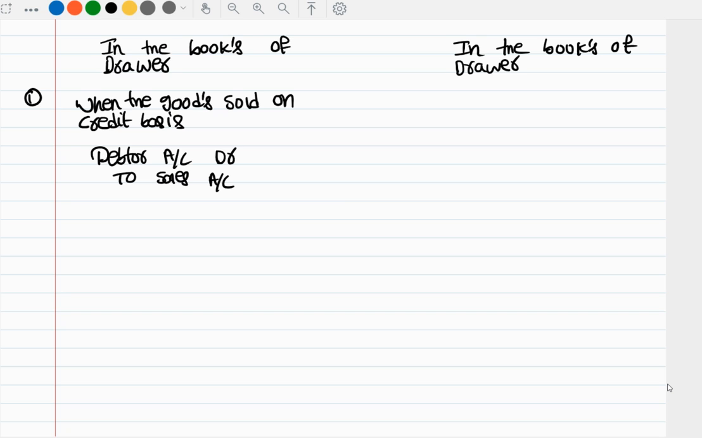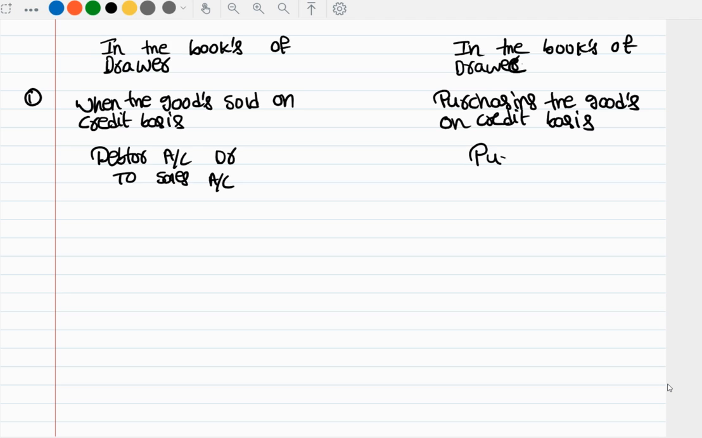And then drawee, in the books of drawee, will be purchasing the goods on credit basis. So general entry will be: purchases is an expense, so it shows debit balance, so I'm debiting it. Purchase account debit to creditor account.